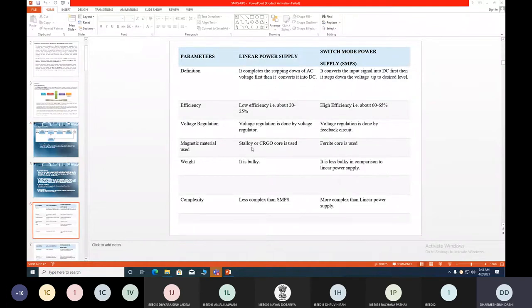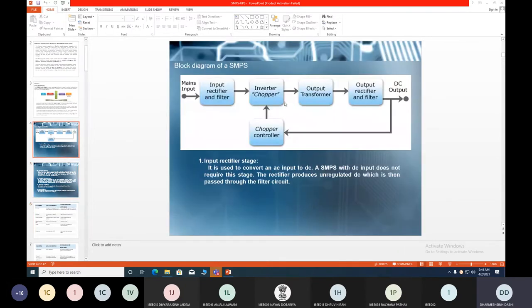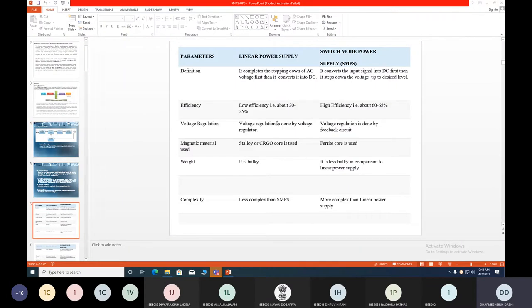The magnetic material used for the transformer in the linear power supply is Stalloy or CRGO core. In the SMPS transformer, we use ferrite core material. Because of this, the linear power supply becomes bulky in nature, whereas SMPS becomes less bulky in comparison. Complexity is less in the linear power supply as compared to SMPS, because in SMPS we use the inverter, which is operated at very high frequency. So the controller in the SMPS becomes very complex. So the complexity of the SMPS is high as compared to the linear power supply.